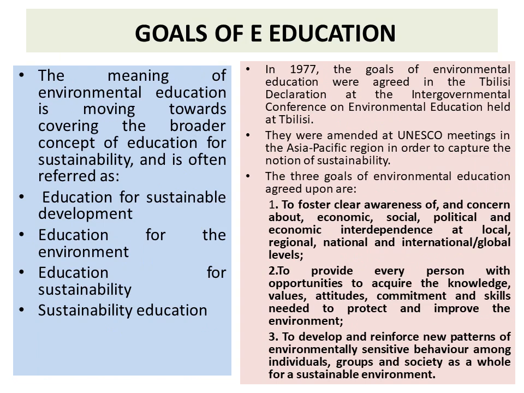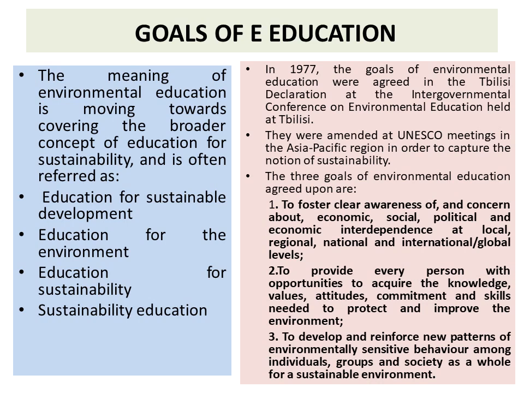Goal of environment education. The meaning of environment education is moving towards covering the broader concept of education for sustainability, and is often referred to as education for sustainable development, education for environment, education for sustainability, and sustainability education. In 1977, the goal of environmental education was agreed in the Tbilisi Declaration at the Intergovernmental Conference on Environmental Education. It was amended at a UNESCO meeting in the Asia Pacific region in order to capture the notion of sustainability. There are 3 goals of environmental education.